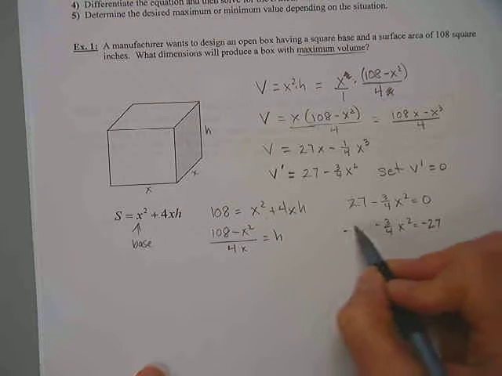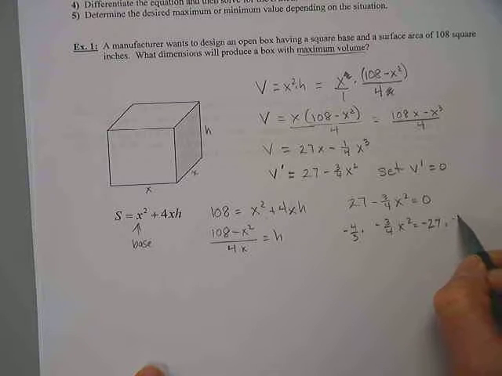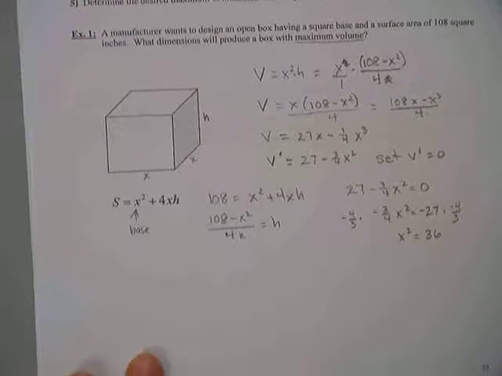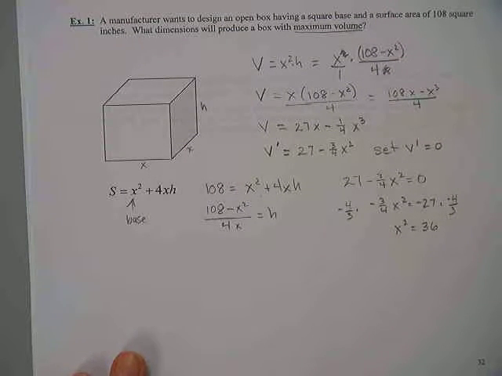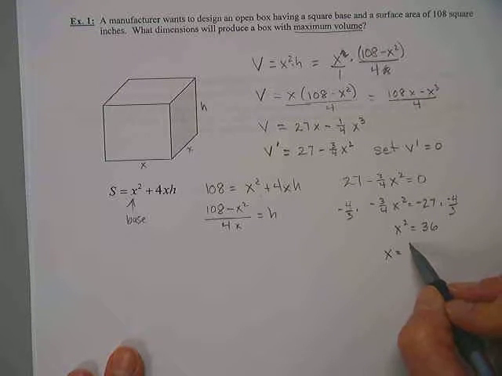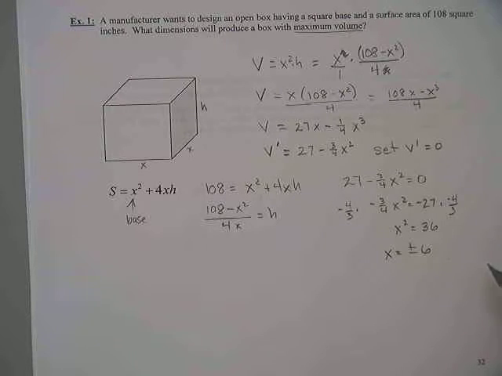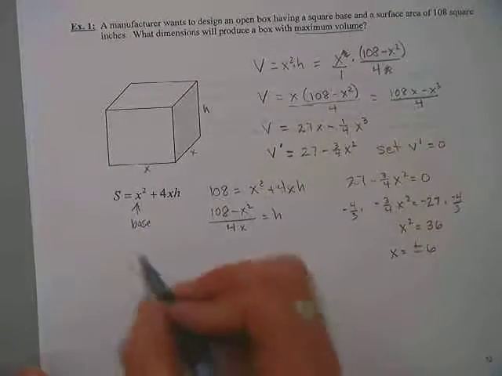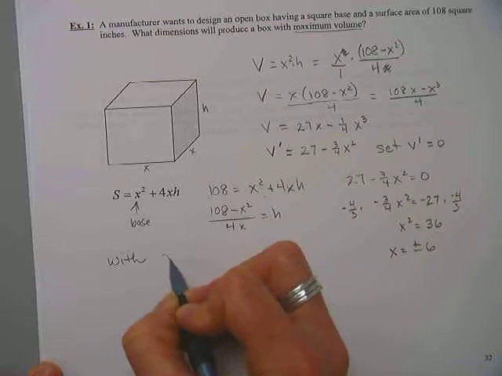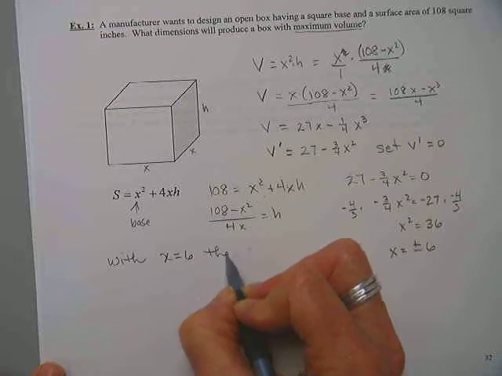All right, so first thing you're going to do, subtract the 27. Multiply by negative 4/3. X squared equals 36. What's the square root of that? All right. Yup. Okay, so now you take a look at this and you ask yourself, which one is feasible? Positive or negative? Probably the positive, right?